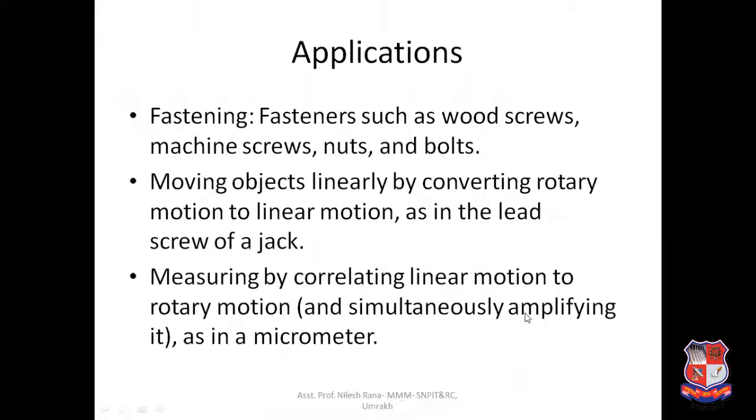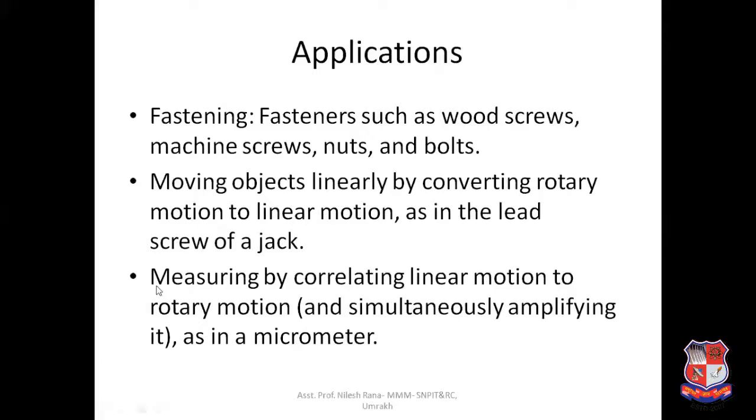Next, what are the applications of the screw thread? You can use it in fastening, we all know about that: fasteners such as wood screws, machine screws, nuts and bolts, etc. Moving an object linearly by converting rotary motion to linear motion, as in the lead screw of a jack. We have already seen the screw jack of the car. The purpose of the screw jack is to pick up the four-wheeler or the vehicle up to a certain height, so in that we are using the screw.